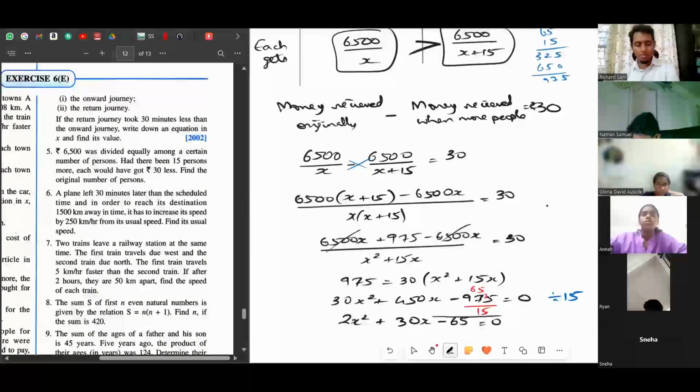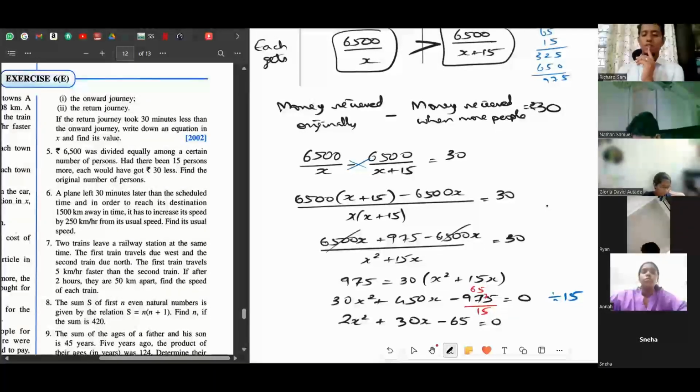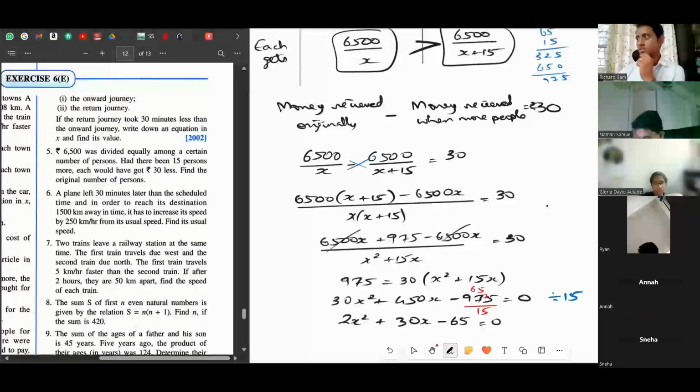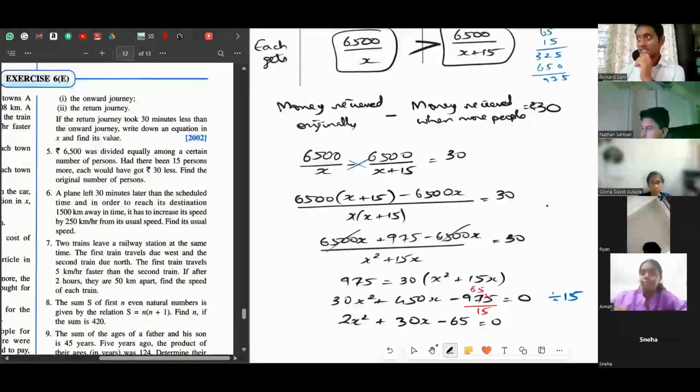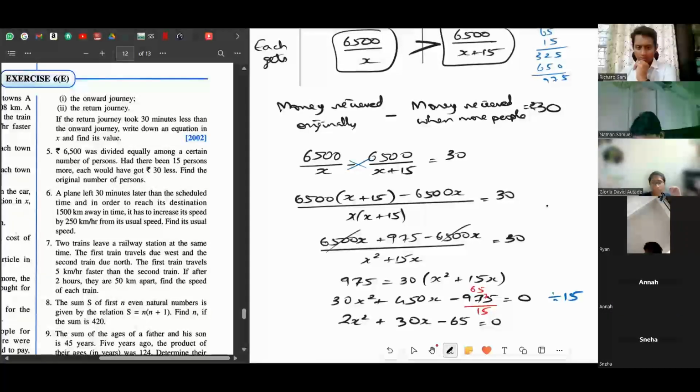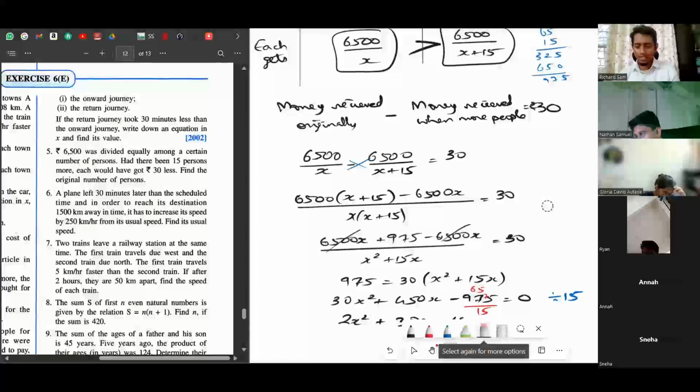This is your quadratic equation. 2x squared plus 30x minus 65 is equal to 0. Is that what you got? No? Did I make a mistake? What did you get? So sir, 97500 I got. Yeah, I forgot the zeros. I got x square plus 15x, and now I'm finding that 97500.